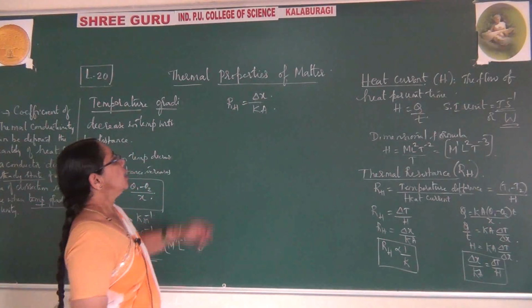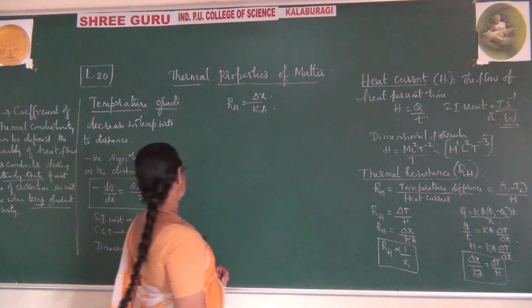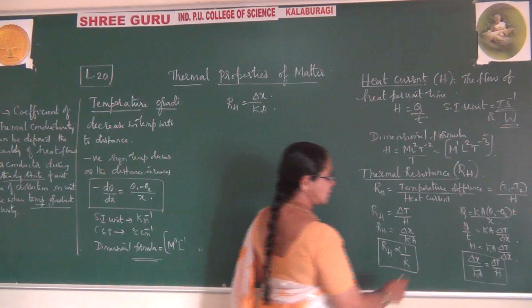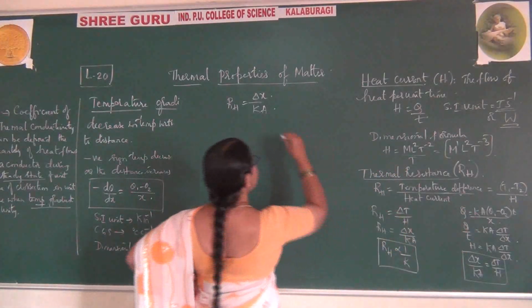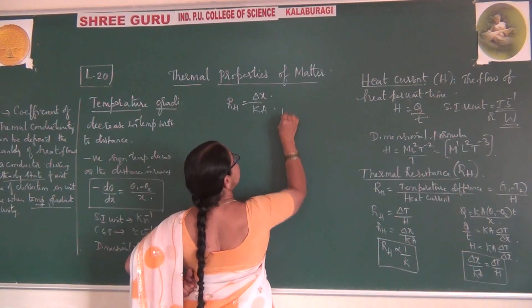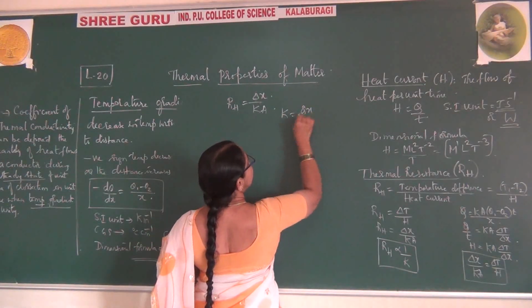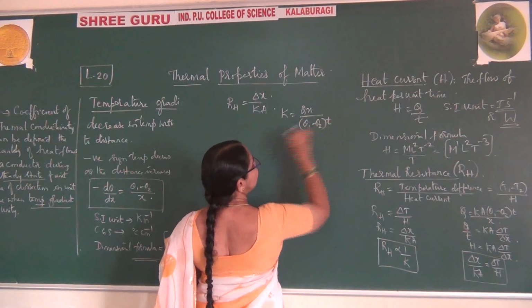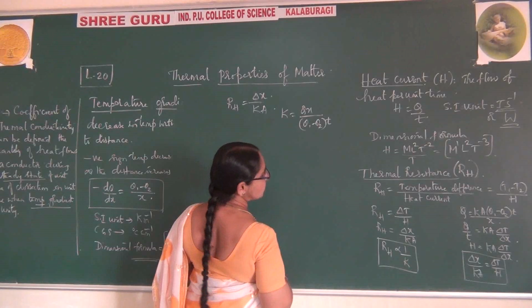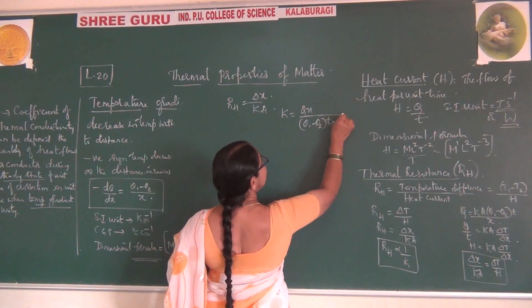You already know the dimensional formula for K. Already in the previous class we have represented this. Looking at that, I can show the value for K is equal to Q into X divided by (theta 1 minus theta 2) into T, into A. This formula you know already. This is the one formula you have.